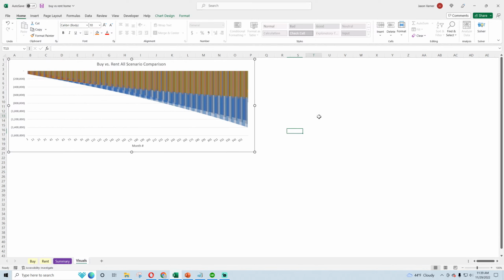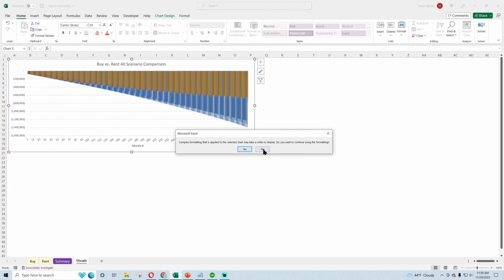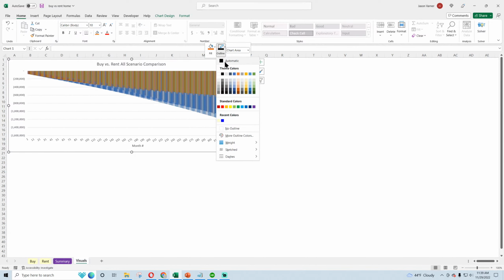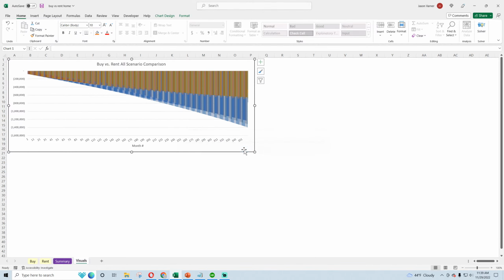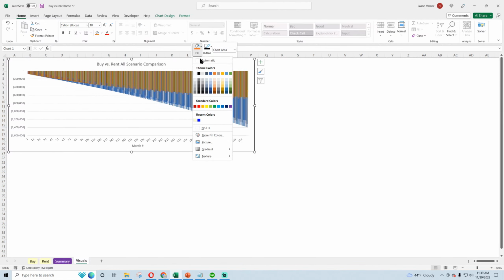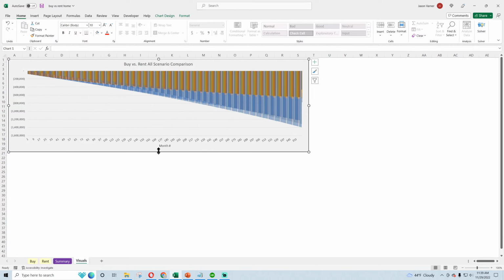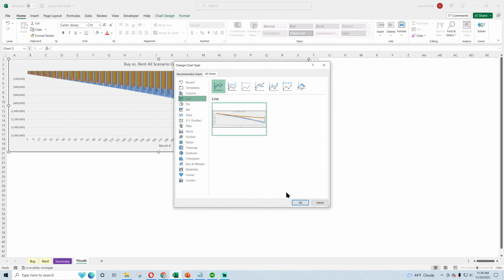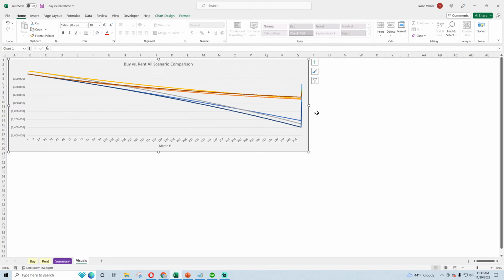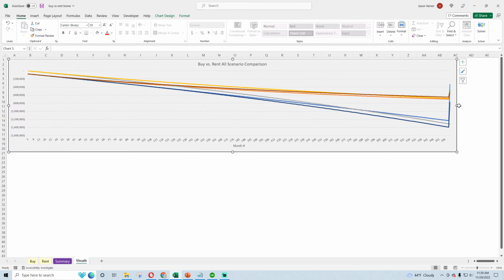All right, so very cool. Buy versus rent. Outline. Complex rent applies. Okay, whatever. I just did that. Now, let's change the chart type. We want lines. Can I get all the way to 360?